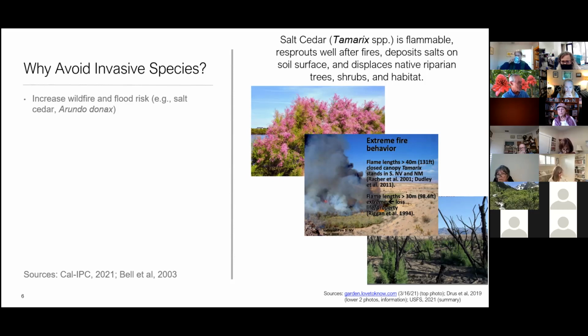I mentioned arundo there. I'm not going to go into it, but arundo is called giant reed or false bamboo, and it spreads vegetatively and causes a lot of flood control issues. Ironically, it was planted decades ago by the Soil Conservation Service as an erosion control plant, but clearly that failed.